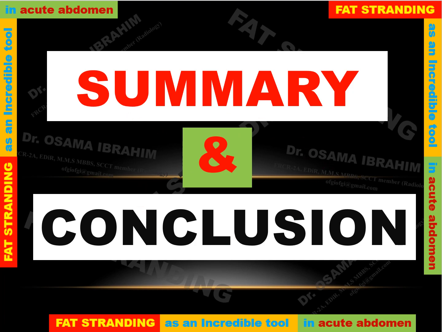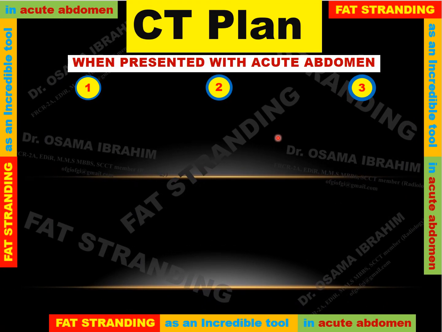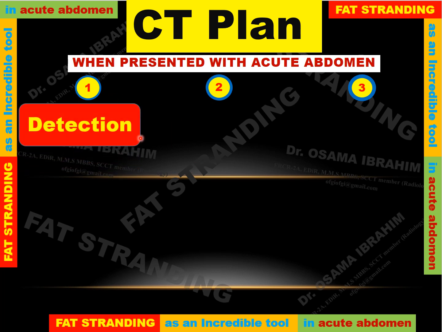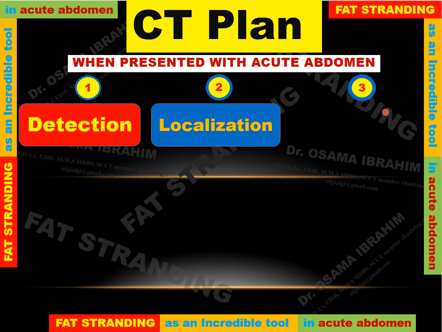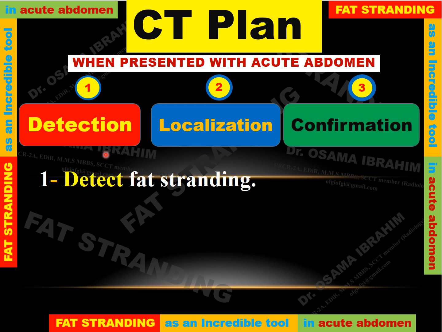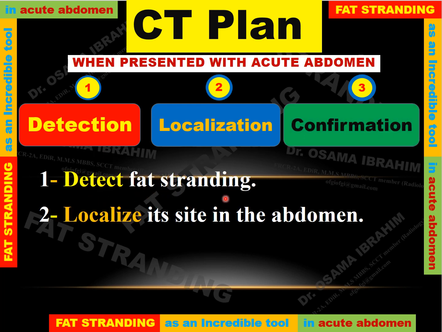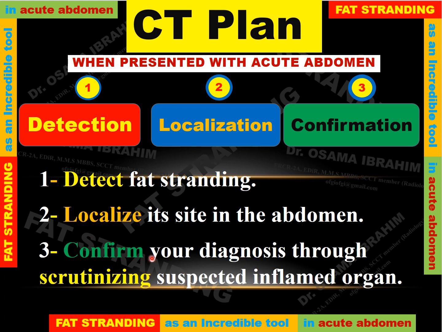Summary and conclusion. So now what's your CT plan when presented with an acute abdomen? My plan depends on 3 steps. First step, detection. Second, localization. Third, confirmation. Detect fat stranding, localize its site in the abdomen, then confirm your diagnosis by scrutinizing the suspected inflamed organ.